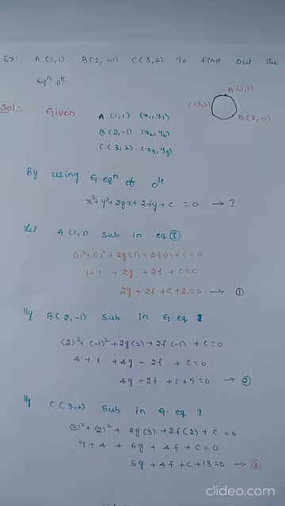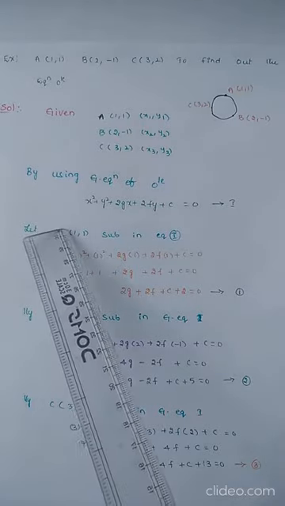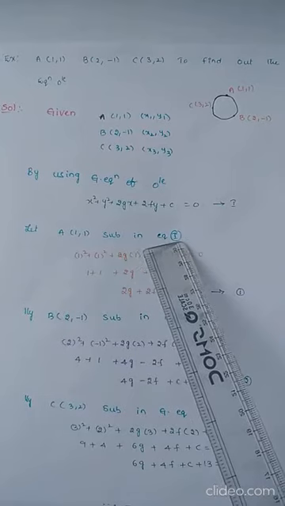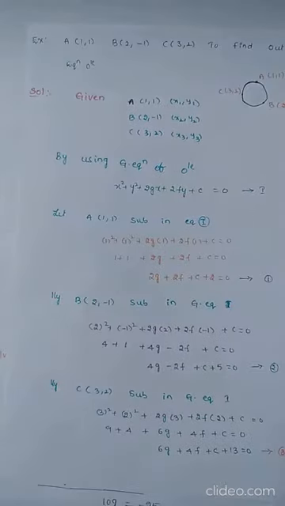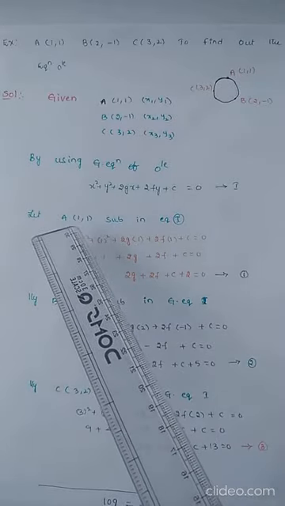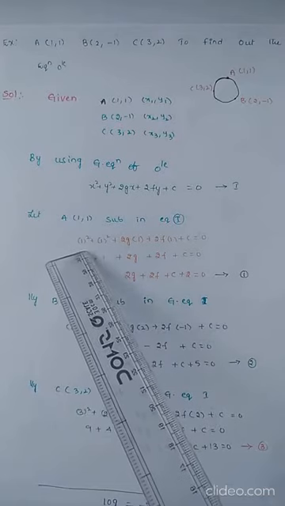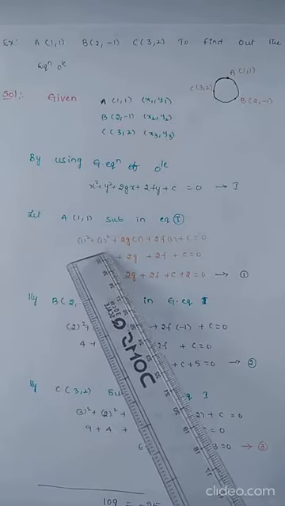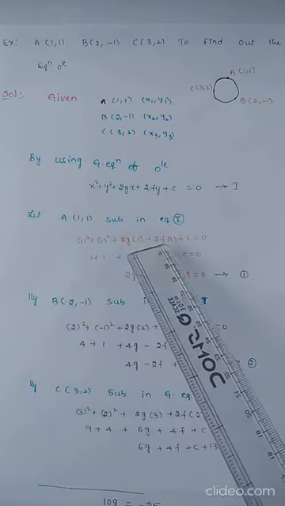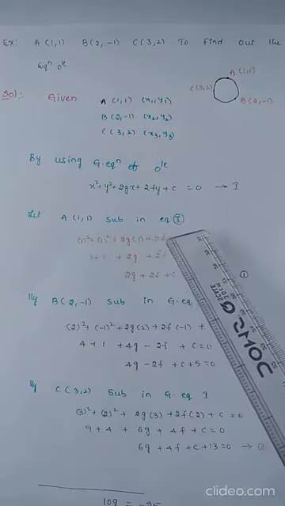Now we substitute the 3 points in the general equation. What is the first point? Let A(1, 1) be substituted in the general equation 1. Replacing x and y with 1, we get 1 square plus 1 square plus 2g into 1 plus 2f into 1 plus c is equal to 0.